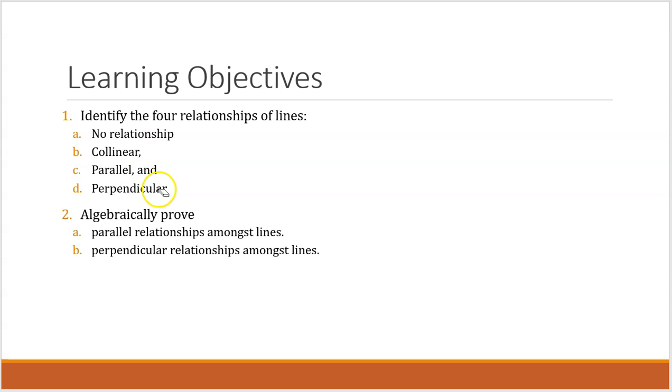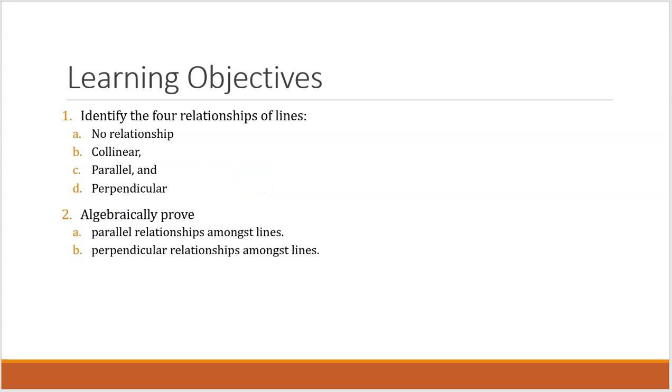parallel and perpendicular lines. So what does the word parallel and what does the word perpendicular mean in the context of coordinate geometry? And then secondly, we're going to have a look at how we can algebraically check whether two or more lines are parallel or perpendicular.